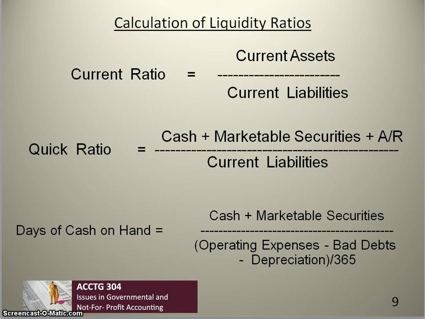Although current ratio and quick ratio are very commonly used and are easily calculated, days cash on hand is actually a better measure of short-term liquidity because it compares cash and marketable securities to operating expenses as shown on the income statement, rather than just being a snapshot from the balance sheet.